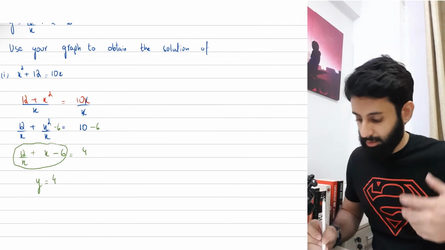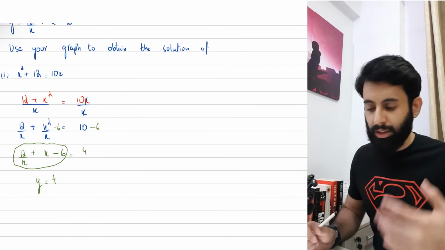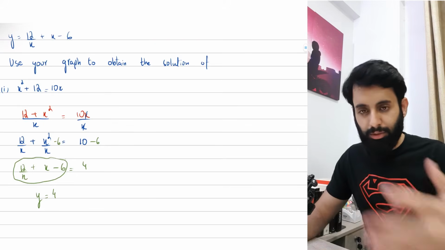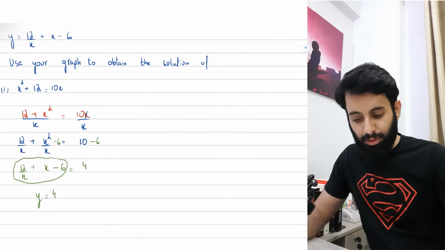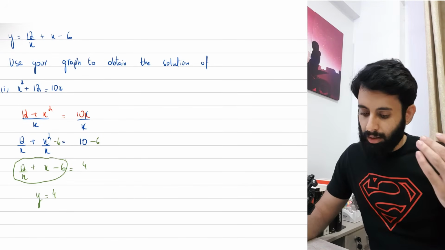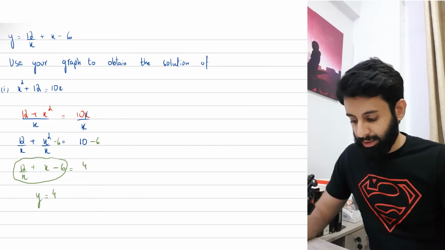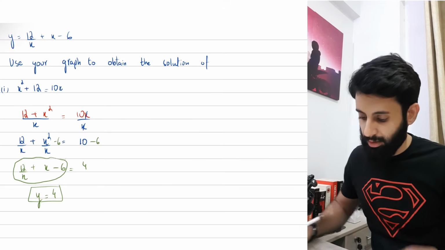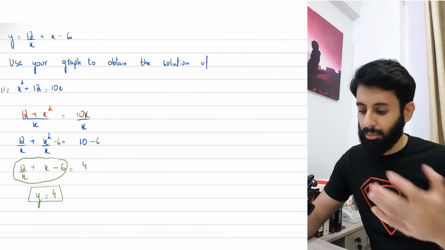And when the question said use your graph, we're going to take into account the equation of the curve, which is already plotted, and then we're going to plot y equals 4. That's a horizontal line parallel to the x-axis, cutting the y-axis at 4, and the point at which the curve and the line meet, the x-coordinate of that will be the solution.